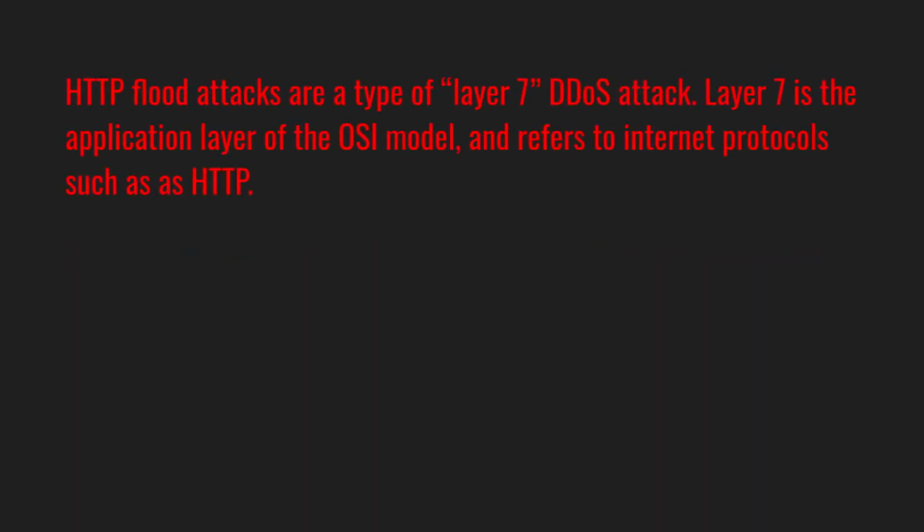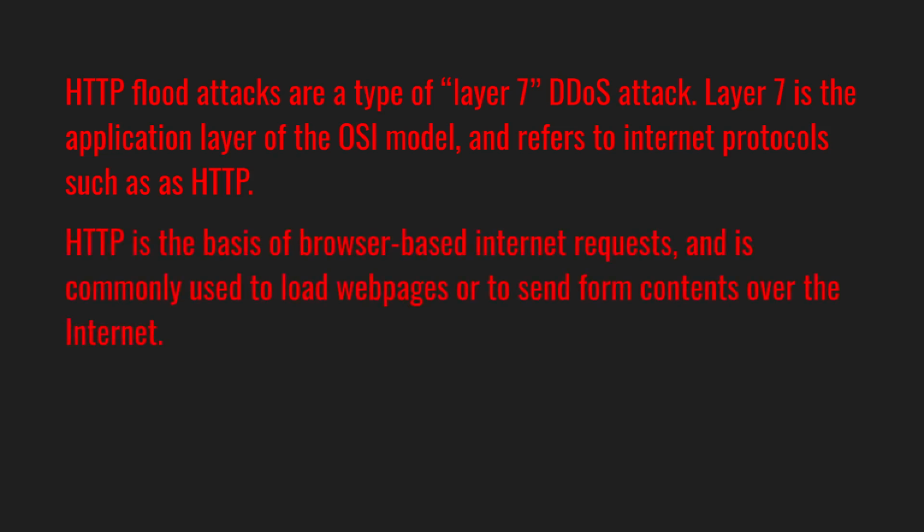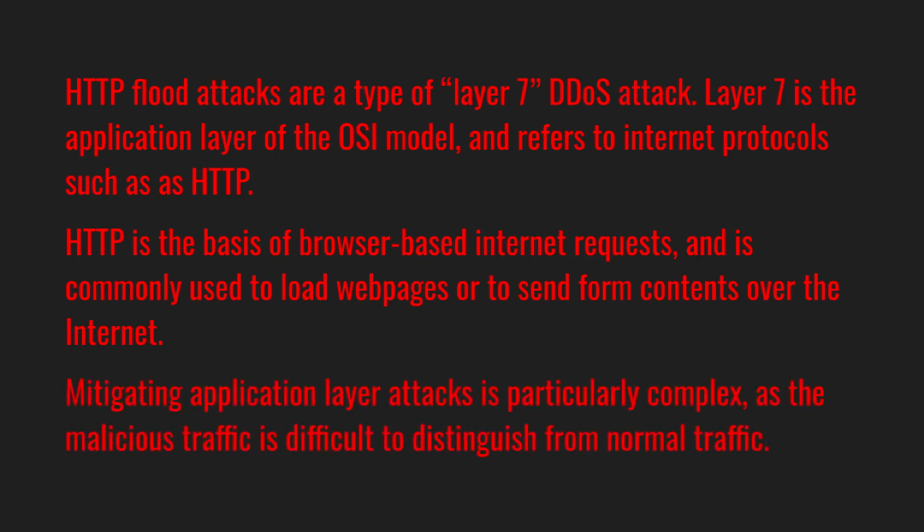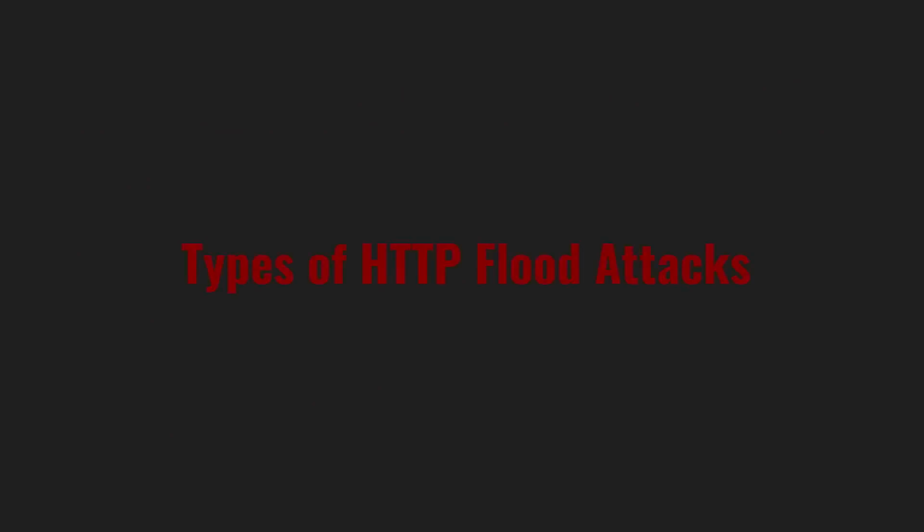How does an HTTP flood attack work actually? In detail, HTTP flood attacks are a type of layer 7 attack. Layer 7 is the application layer of the OSI model and refers to internet protocols such as HTTP. HTTP is the basis of browser-based internet requests and is commonly used to load web pages or send form content over the internet. Mitigating application layer attacks is particularly complex as the malicious traffic is difficult to distinguish from normal traffic.